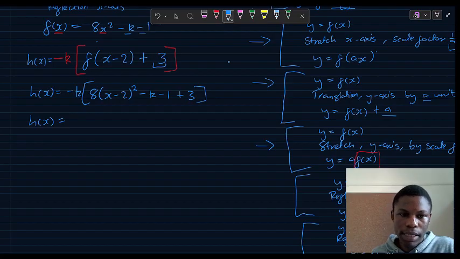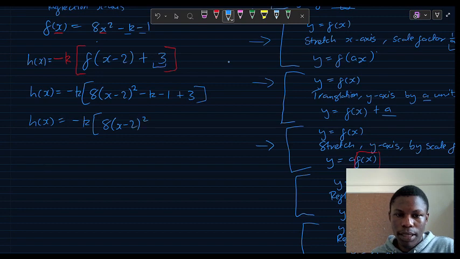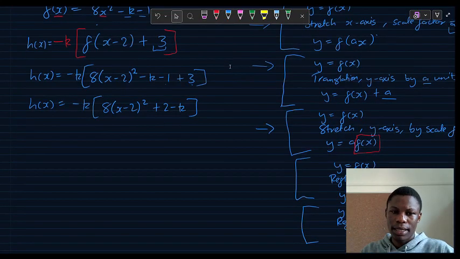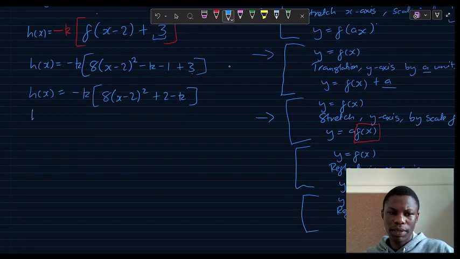We could do, let's start with the bracket first. I'll keep the negative k outside. And then we could do 3 minus 1, which is 2. So we've got plus 2 minus k. And maybe we can leave it like this. We could multiply through by k. Yeah, that will probably be better.